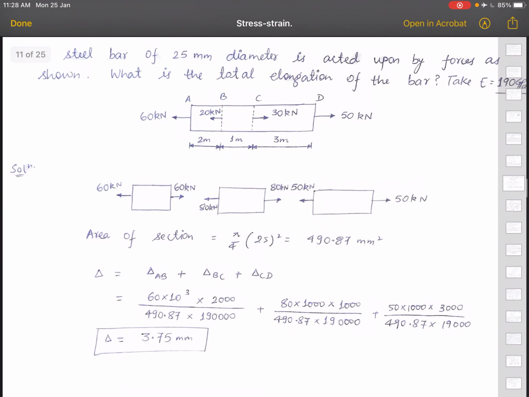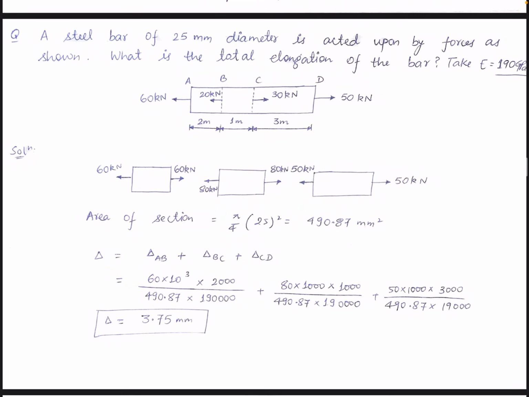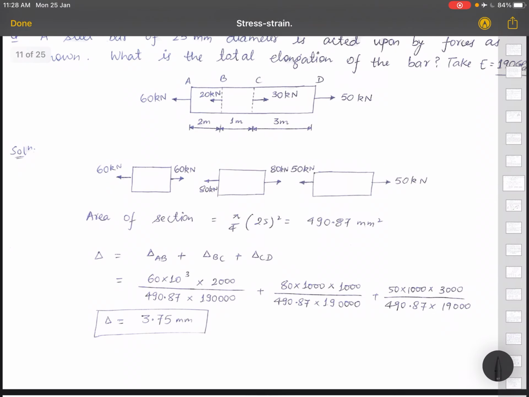Now let us solve one more problem. A steel bar of 225 mm diameter is acted upon by a force as shown. What is the total elongation of the bar? So in this type of problem, what do we have to do? This diagram is given. So what we are going to do, we will check each individual section like AB, BC and CD.